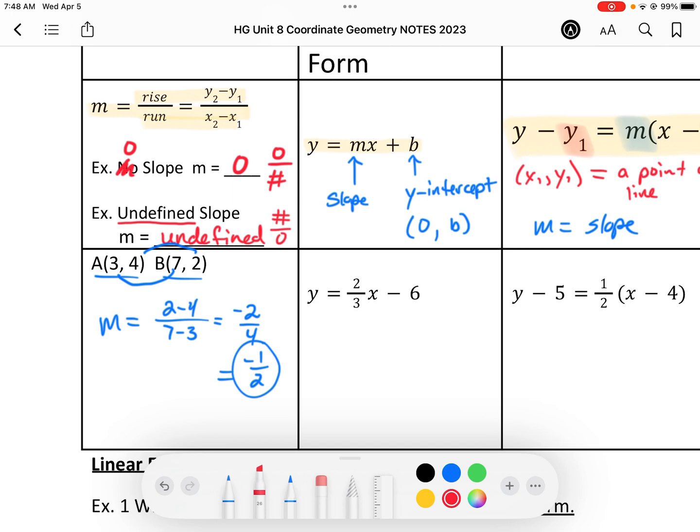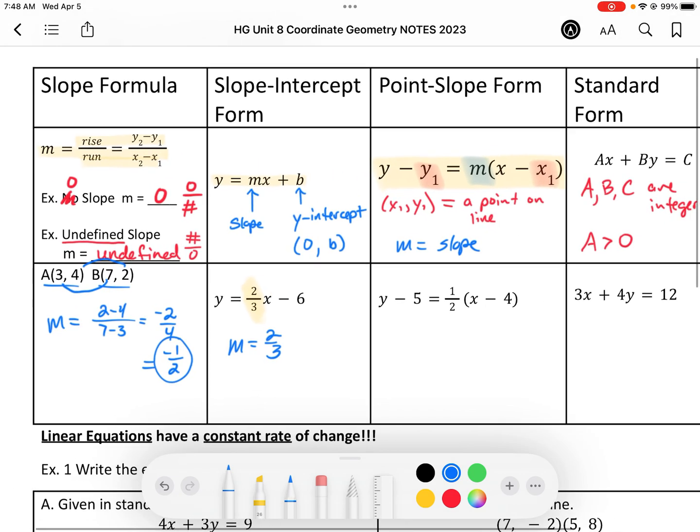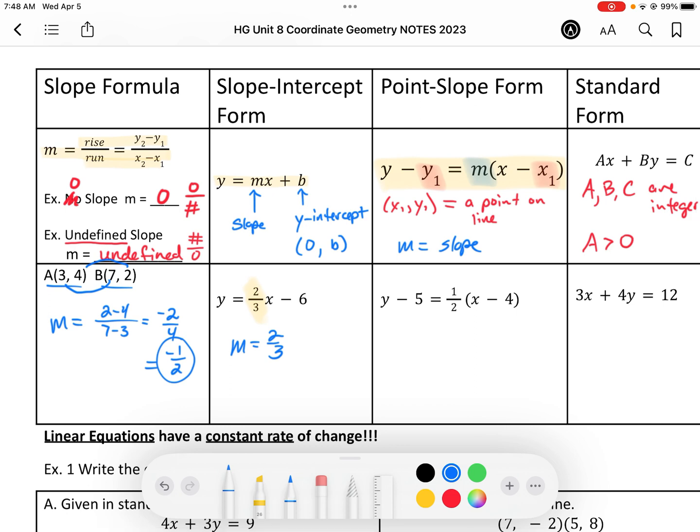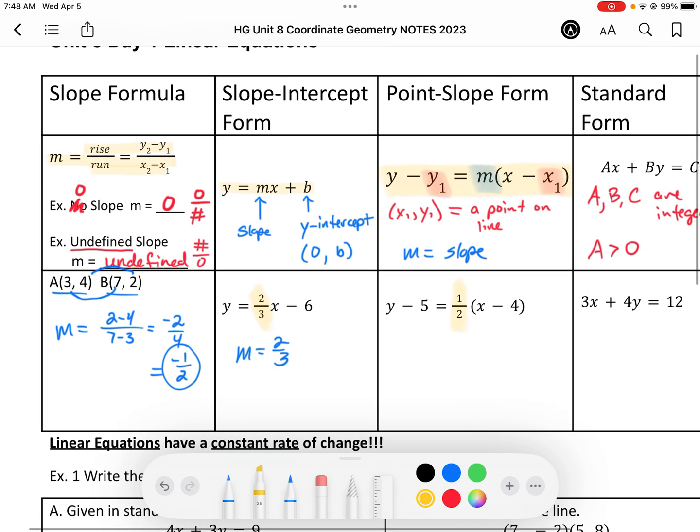If I asked you to identify the slope here, that's just the number in front of the x. That's the y equals mx plus b form, so your slope is 2/3. The same can be said of this next equation. When it's in point-slope form, you still have a slope that's part of that formula, so the slope here is just 1/2.